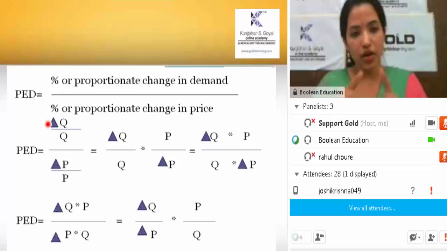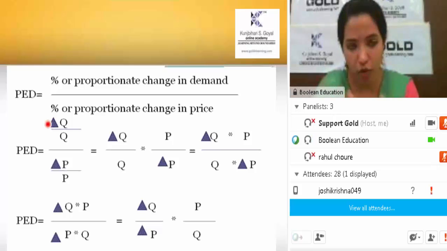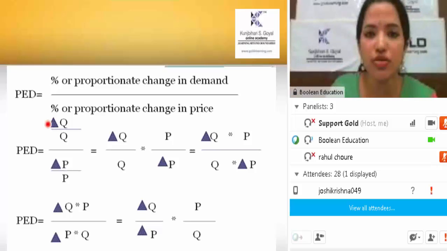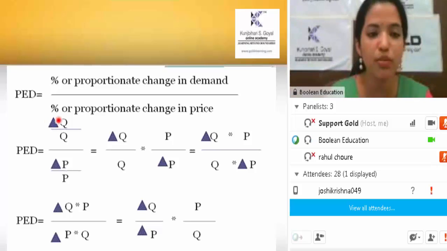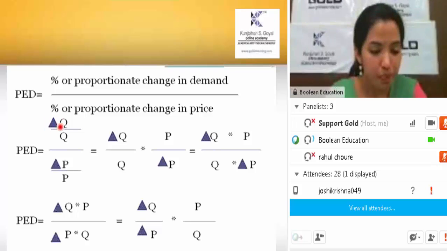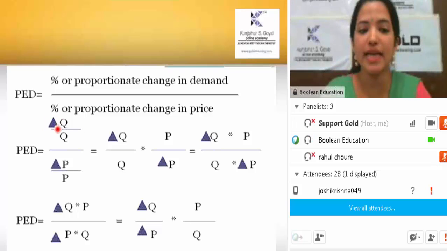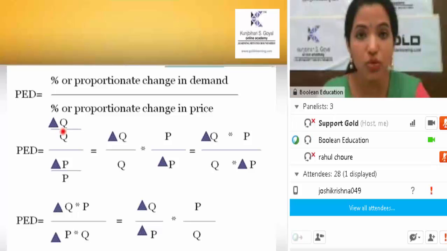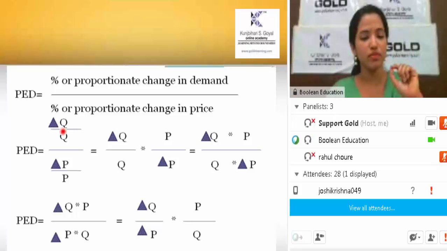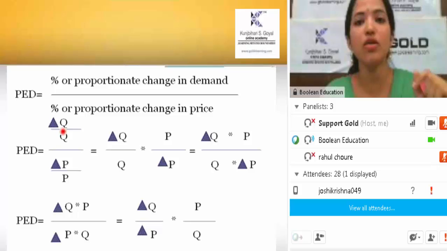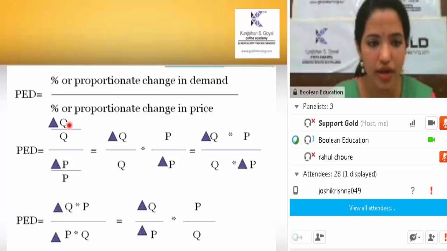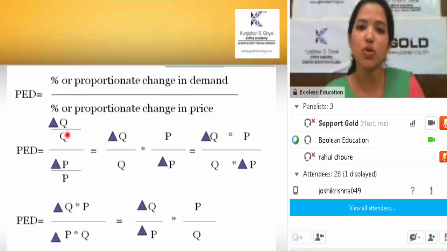So basically we are going to solve this formula more carefully. For that we need the percentage change in demand. How will we get the percentage change in demand? See, delta Q by Q. What is delta Q? I'm sorry, delta Q by Q. Delta Q means the change in quantity demanded. Right? Change in quantity demanded divided by the original quantity.